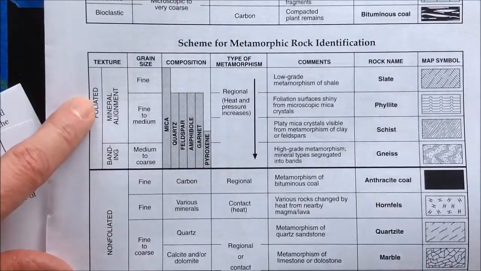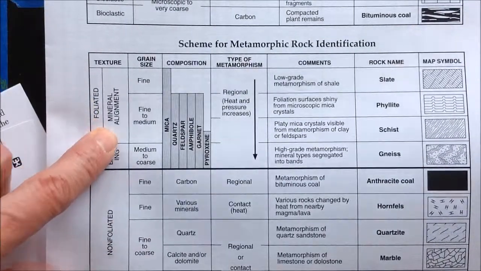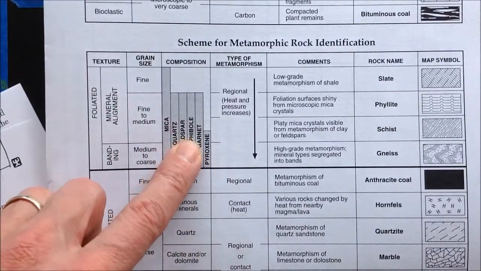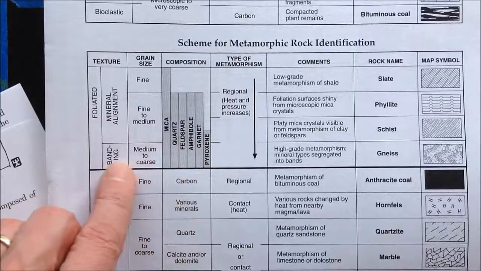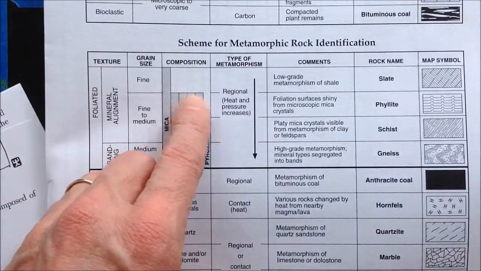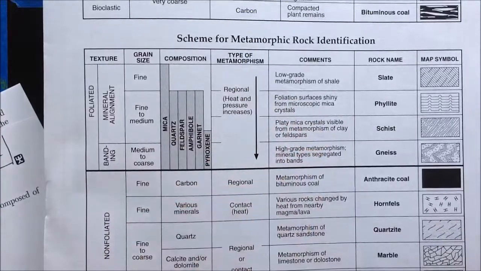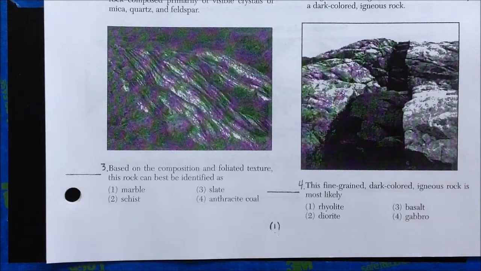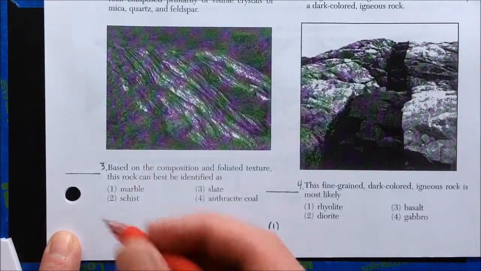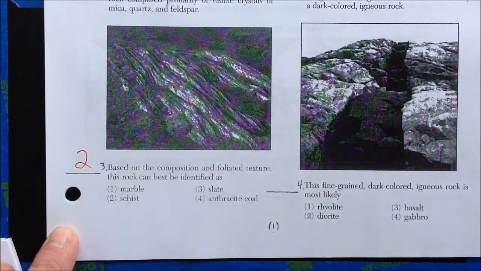So you want to have the mica, quartz, and feldspar, and it has a foliated texture. So foliated is all of these. It could pretty much be phyllite, schist, or gneiss, because those contain those minerals. Let's see what choices we have here. And that is going to be, see, number 2, schist. None of those others are in your choices.